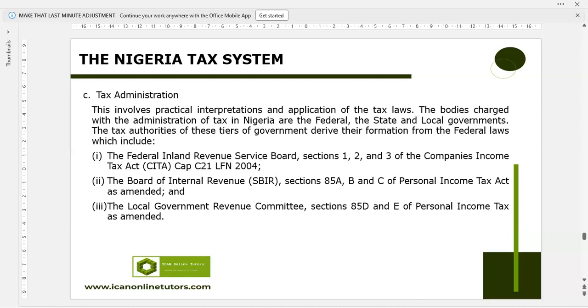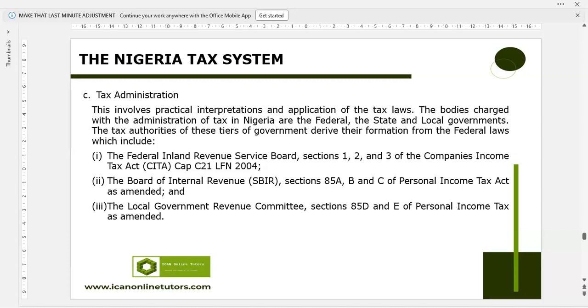So then the tax administration. We have three tiers of government in Nigeria, so taxes are also administered at all tiers of government. At the federal level, we have the Federal Inland Revenue Service. At the state level, we have the Board of Internal Revenue, usually referred to as the State Internal Revenue Service. Then at the local government level, we have the Local Government Revenue Committee.